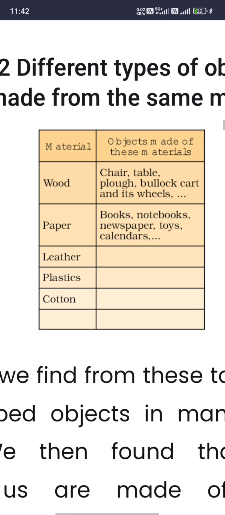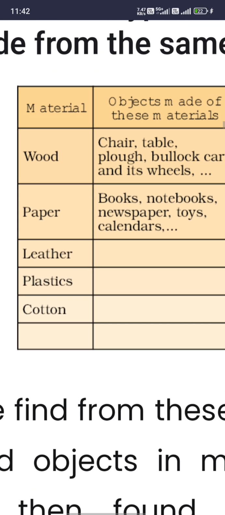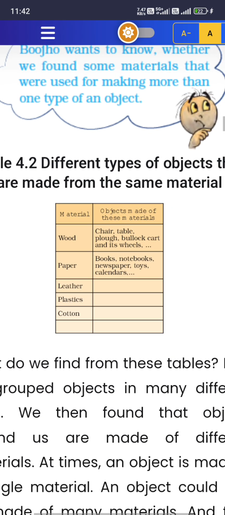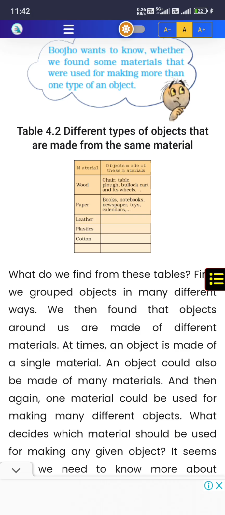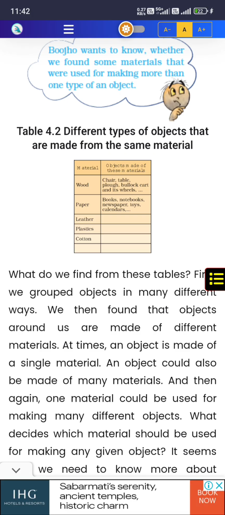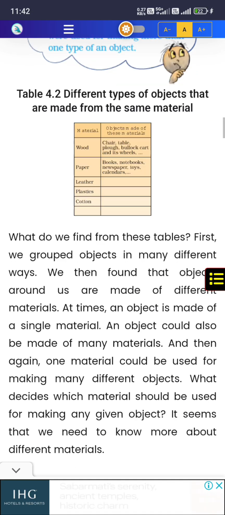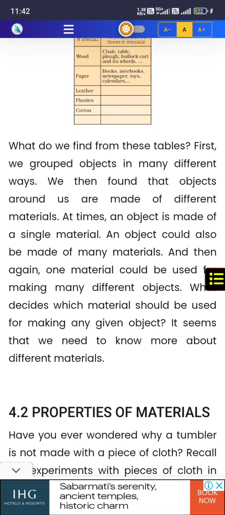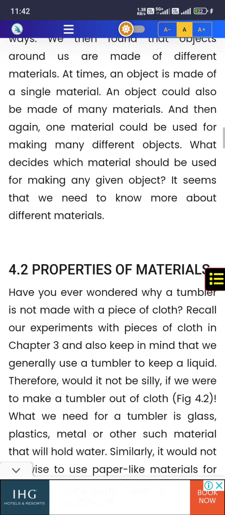So this is the table that you have to make in this activity. These are the material: wood, paper, leather, plastic, cotton. You already know about cotton. You learn about leather, so leave leather. Just wood, paper, plastic, cotton, wool. So all the materials that you already know about, write about those materials only, right?